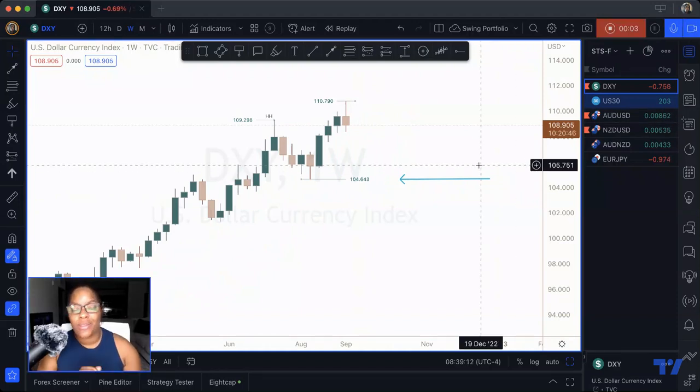Today I wanted to talk about the future of the dollar index in US 30. These are two indices that basically affect the United States dollar. We have the dollar index, which tells us the strength and the weakness of the dollar, but then you have US 30, which is going to tell you the strength and the weakness of the top performing 30 publicly traded companies in the United States.